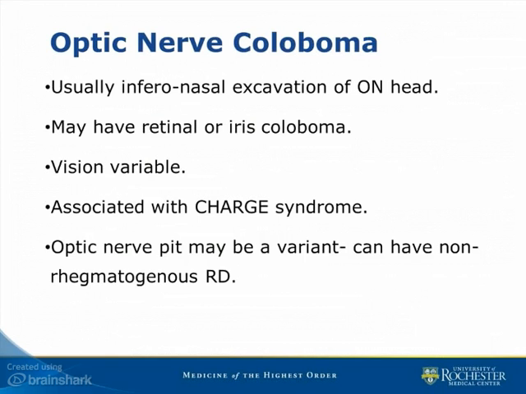The third congenital anomaly we'll be looking at is optic nerve coloboma. This is usually an infranasal excavation of the optic nerve head and may be associated with retinal, choroidal, and iris coloboma. Vision is variable depending upon the extent and location of the coloboma. It's associated with CHARGE syndrome with heart defects. And optic nerve pit may be a variant of optic nerve coloboma. Optic nerve pits can have non-rhegmatogenous retinal detachments thought to be from a communication with the subarachnoid space.